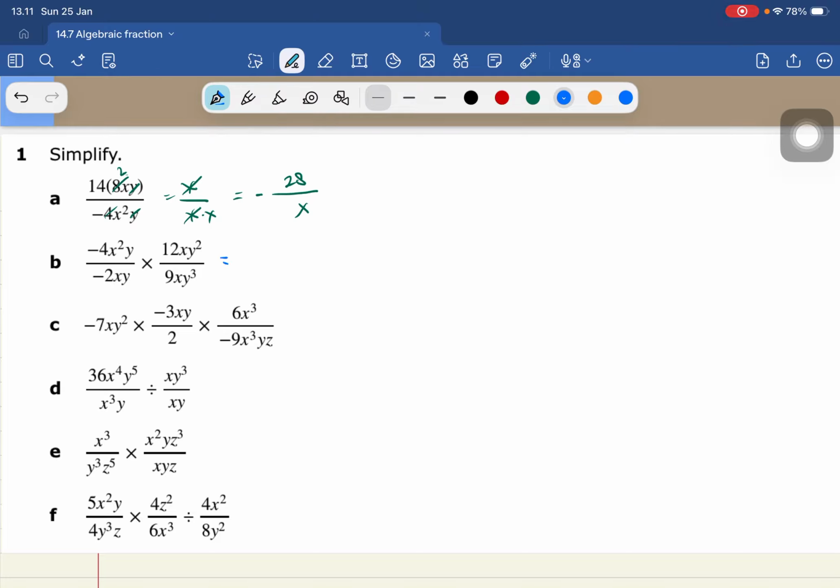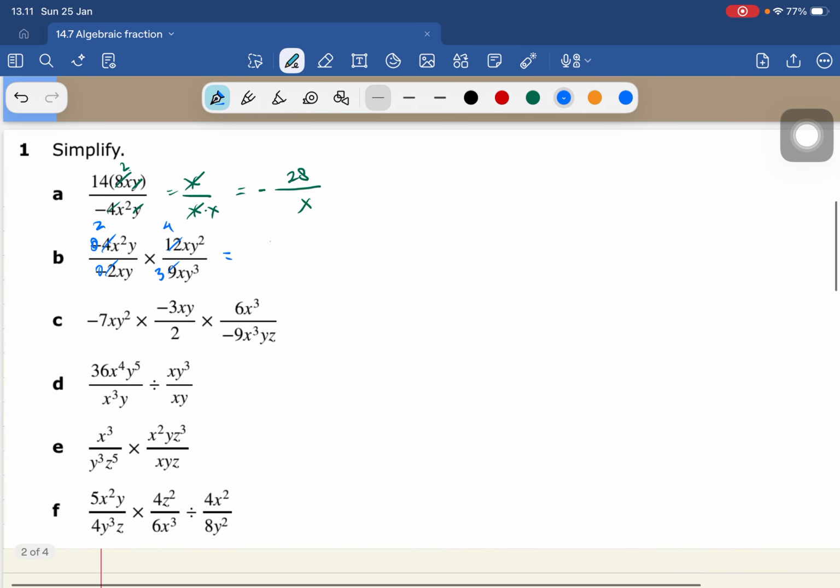Next, remember before we multiply it, let us simplify it first. So negative and negative is going to be positive. 4 and 2 we simplify by 2, so it's going to be 2. 12 and 9 we divide by 3, so it's 4 and 3. So for the numbers, it's going to be 8 over 3.